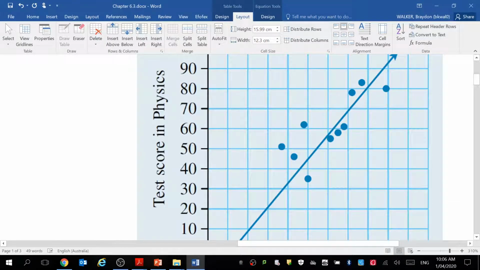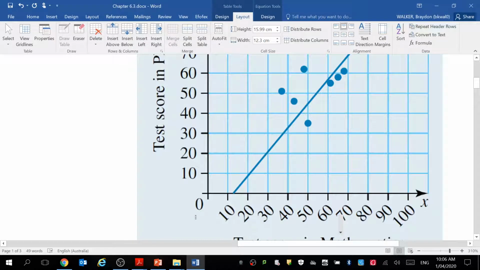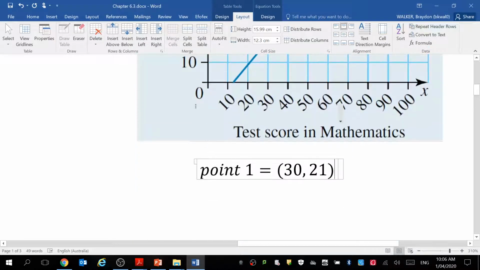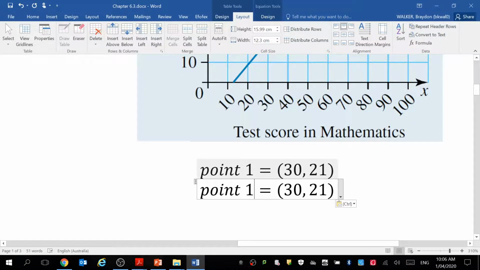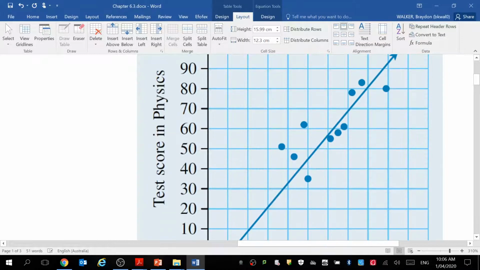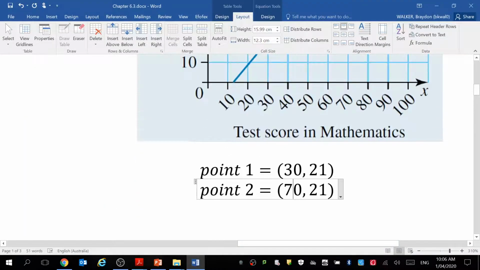Now you can use any points. Let's go with the 70. So my point 2, we know it's going to be 70 exactly. We've got that guideline there indicating it. So point 2, we'll use X is equal to 70. And the Y value for this one, I would say, is about 68, 69. It's hard to pinpoint that one. Let's just go 68, and let's see what we end up with.